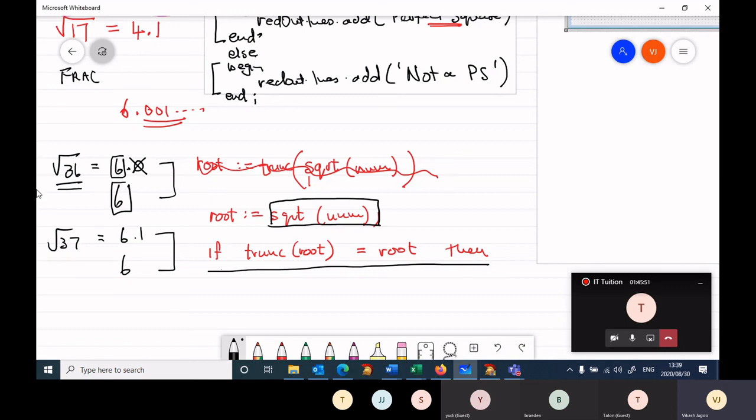Many ways of doing it. But if you didn't know about frac, I think it's a nice function that you can make use of.